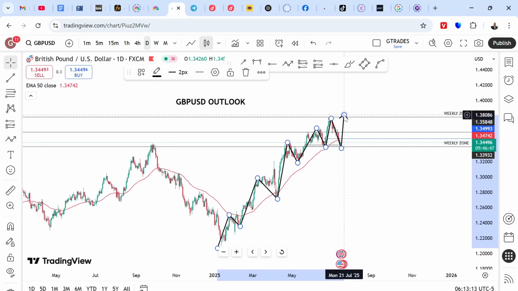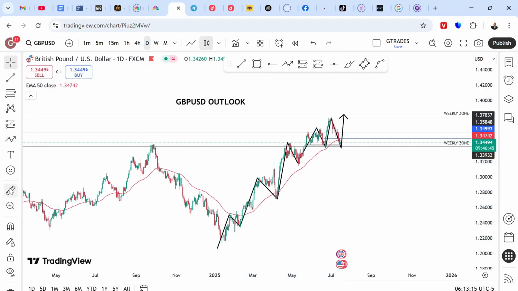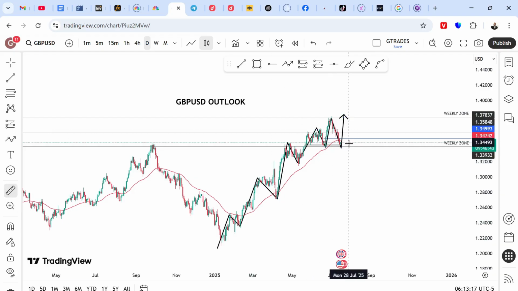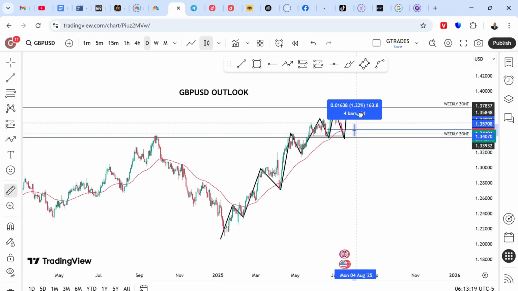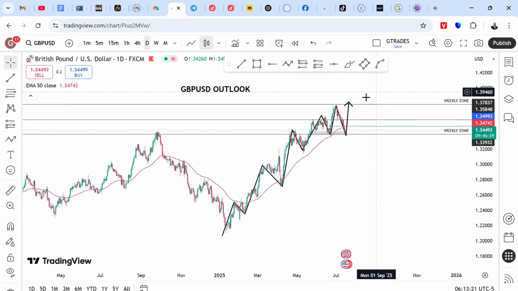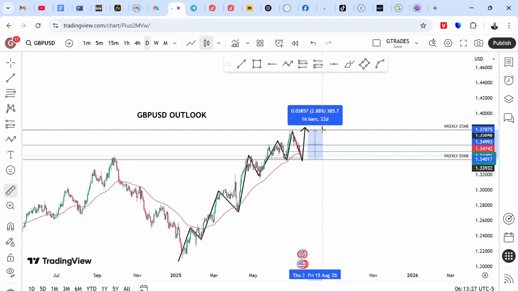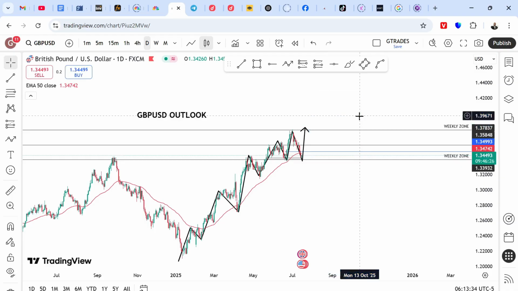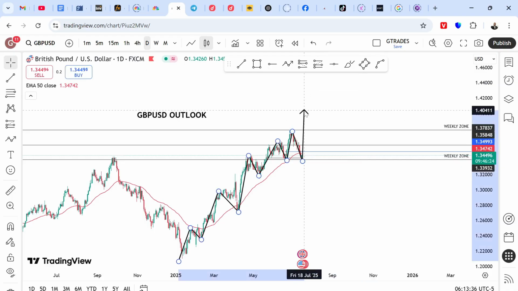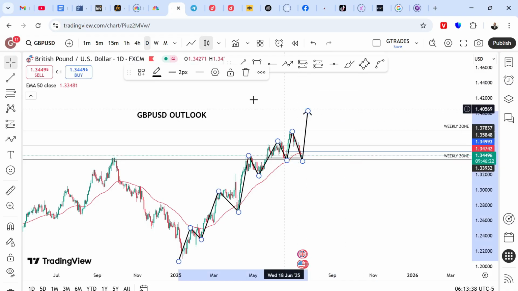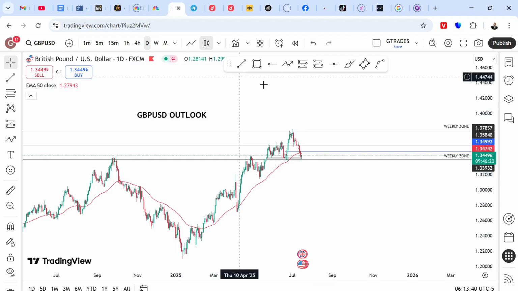Let's calculate the pip count. Now from here to here, is over how many pips? Let's do the calculation again. From here to here is over 385 pips. You can imagine if the price can even go above that, you can get potentially almost 400 or 500 pips. So now let's see how we can capitalize on this particular move.